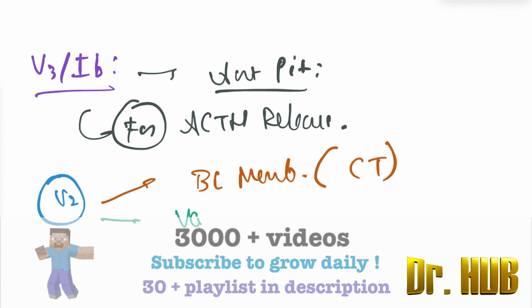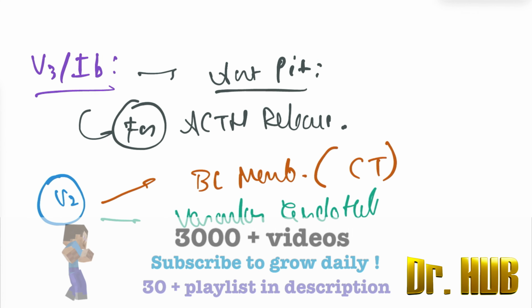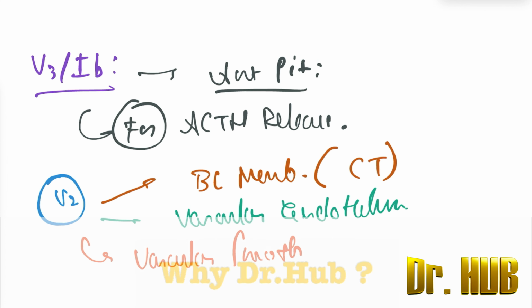Next, we also have the vascular endothelium. And next, we also have the vascular smooth muscles. So this was about the localization of V2.